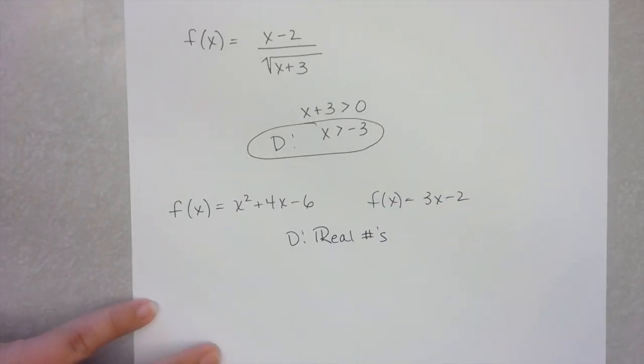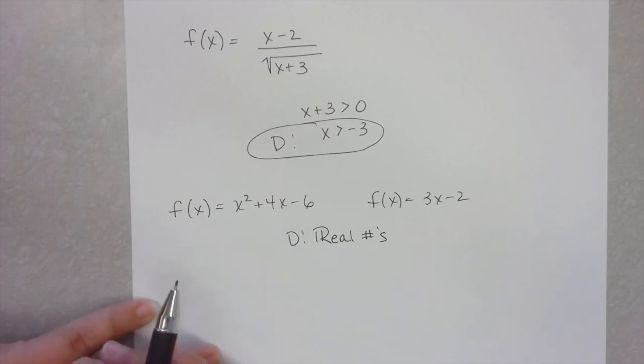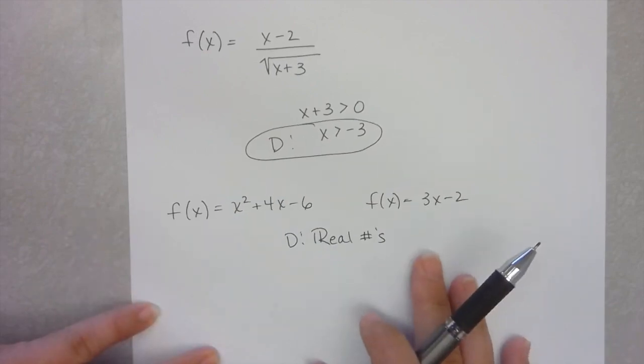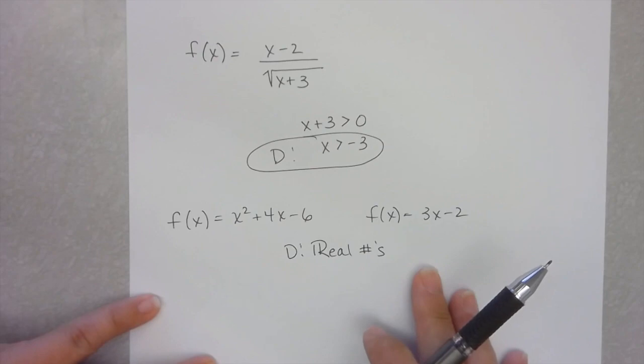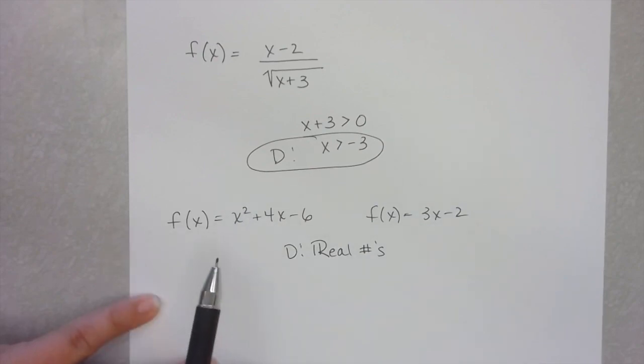Okay? So if I have f of x notation, and f of x is equal to something, or y is equal to something, I can immediately say that if there isn't a square root or a division by a variable, then it's all real numbers, unless someone explicitly states underneath it that I can only use certain x values.